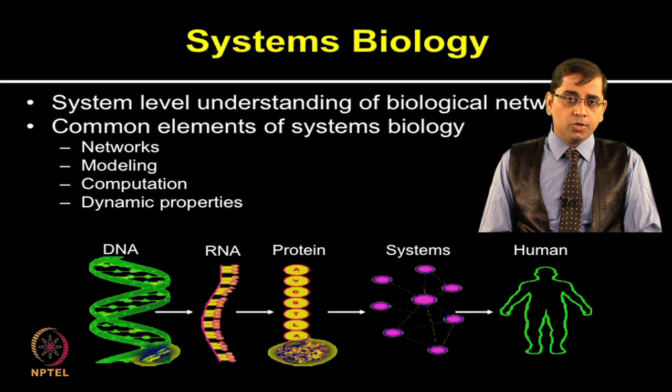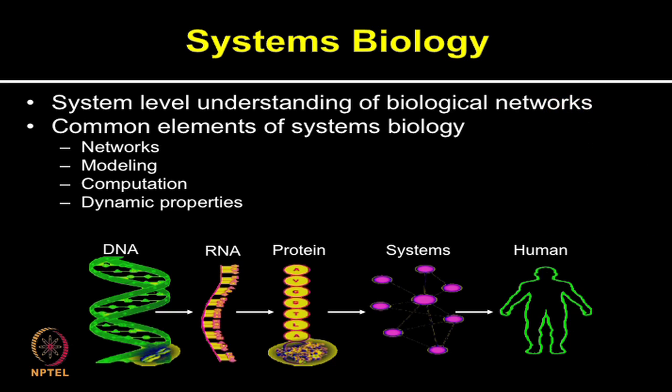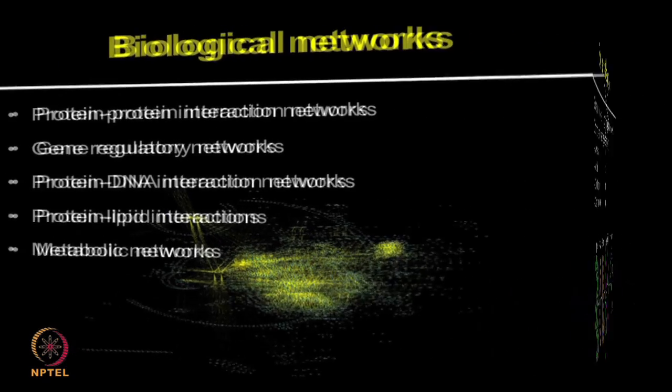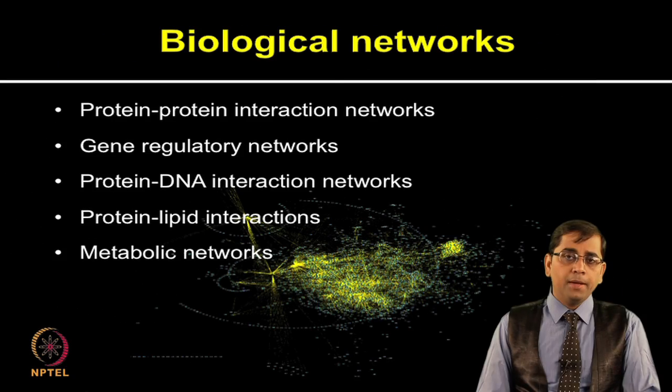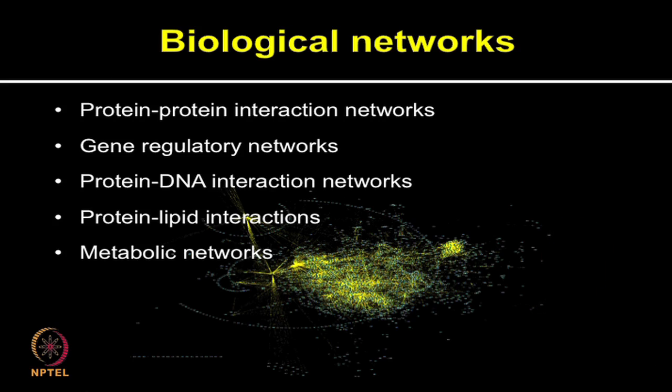The common elements of systems biology include networks, modeling, computation and dynamic properties. There are different types of biological networks such as protein-protein interaction networks, gene regulatory networks, protein DNA interaction networks, protein lipid, protein other biomolecule networks and metabolic networks.